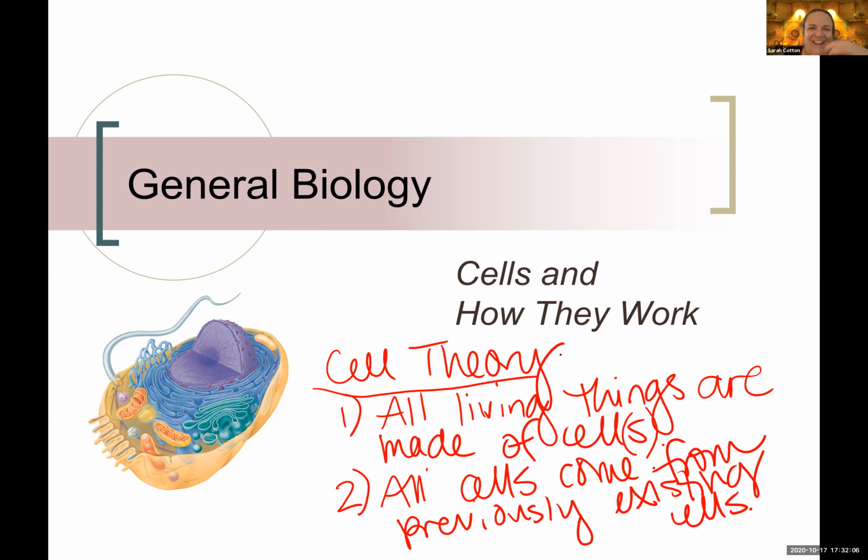Okay. One last thing, and this is not really directly part of cell theory, is this idea that cells are the smallest units that have the characteristics of living things.